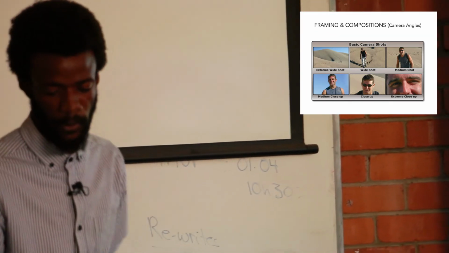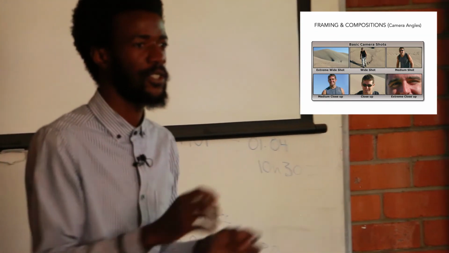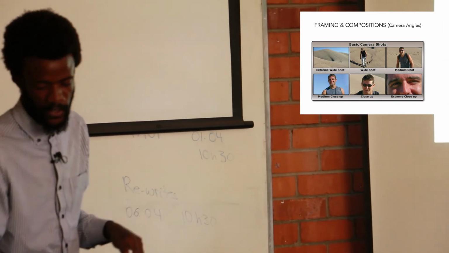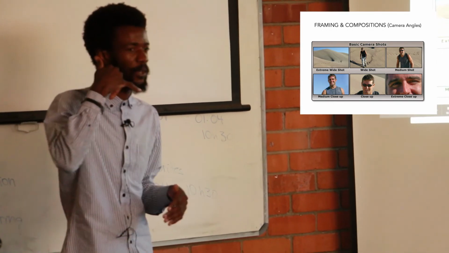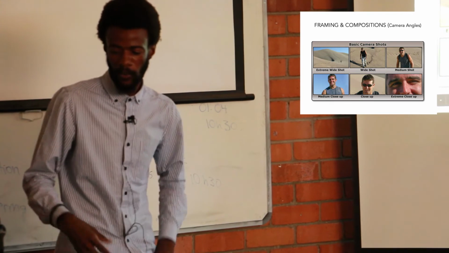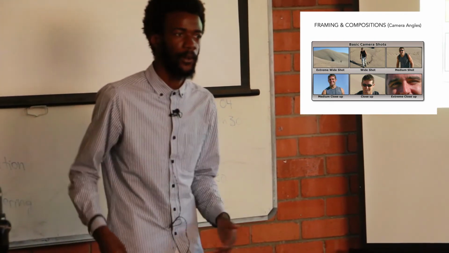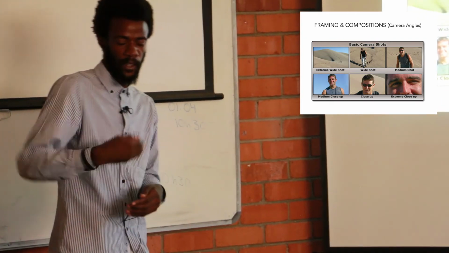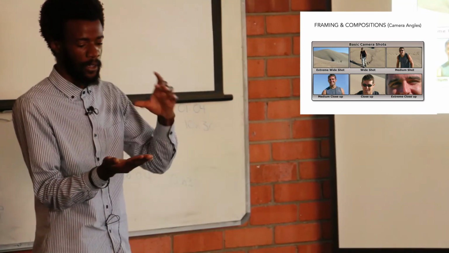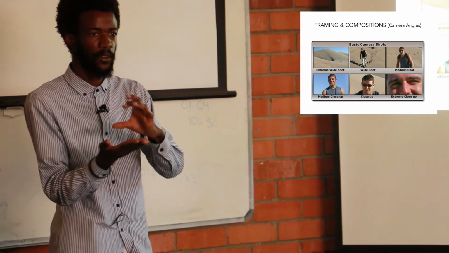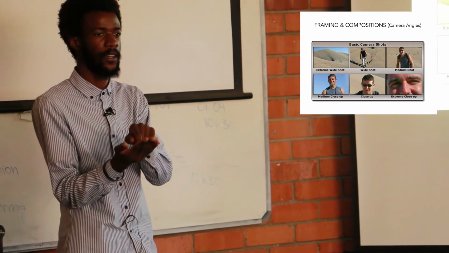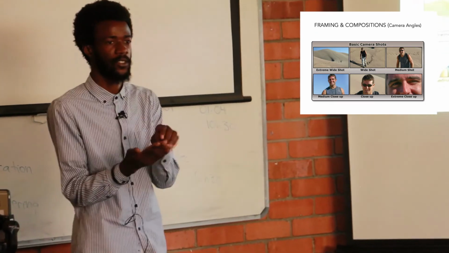Or you can use an extreme close-up for additional shots. For example, if I'm doing a scene where I am talking on the phone, or I'm hanging out and I receive a message and I take out my phone, the camera would then show the screen of the phone to show what I'm reading. So that's what you can use an extreme close-up for.